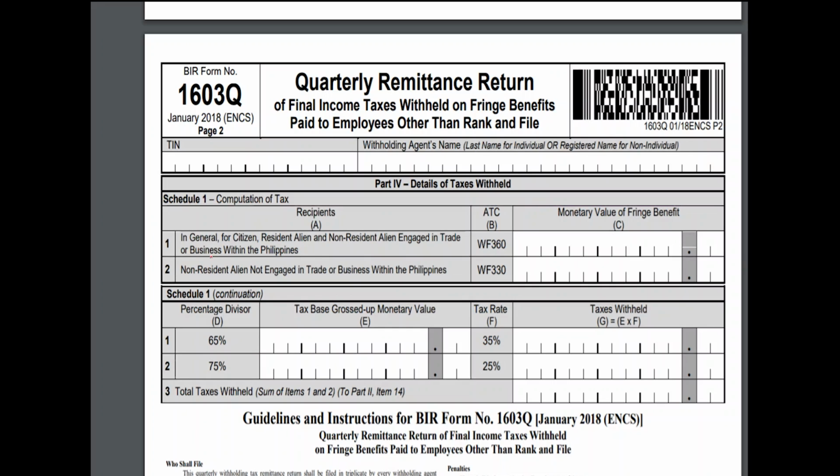Kung non-resident alien, yung 2 ang gagamitin. Pero wala namang sinabing NRA, not engaged in trade or business ang employer. So, itong 1 ang gagamitin natin.